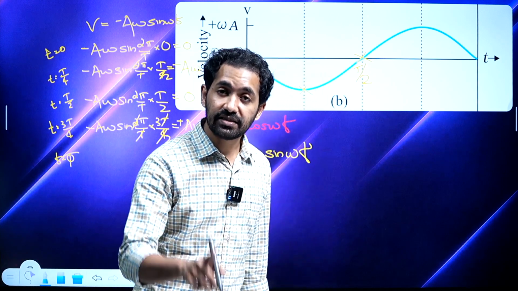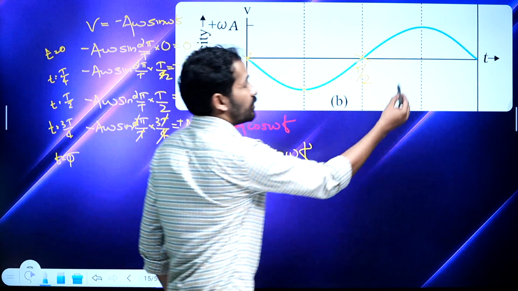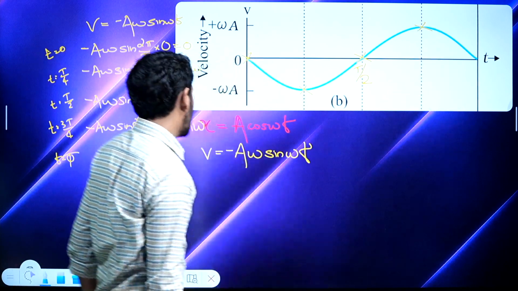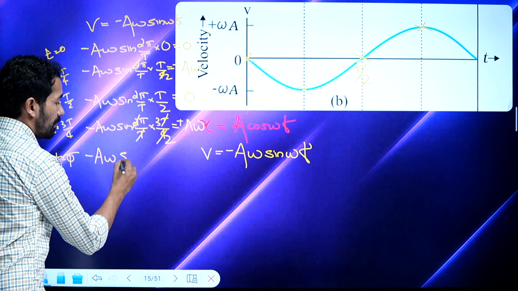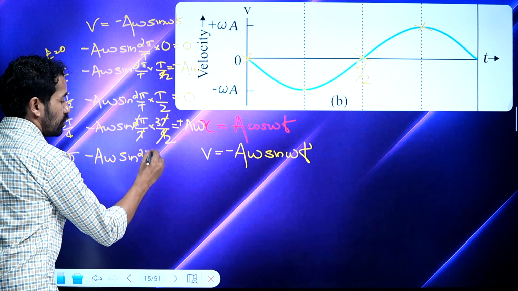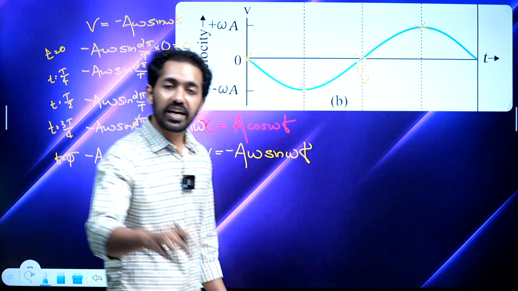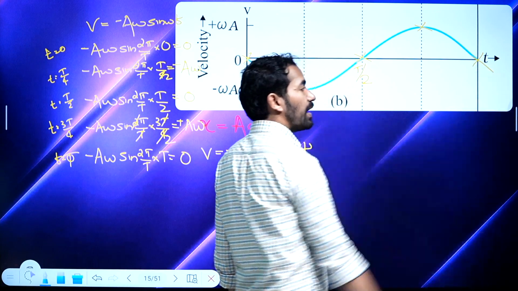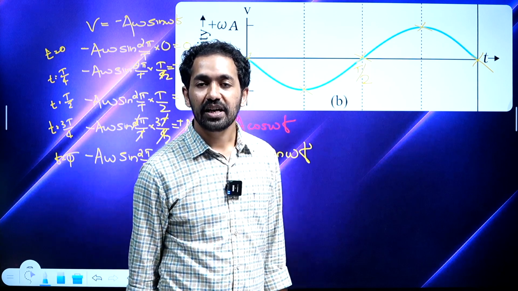Minus 1. Sin 90 is 1, sin 270 is minus 1. So minus of minus will come, and your velocity is plus a omega. Now after the end of one time period, the velocity will be minus a omega sin 2 pi by capital T into capital T. This is equal to 0. So after one time period, the particle is again back at mean position.